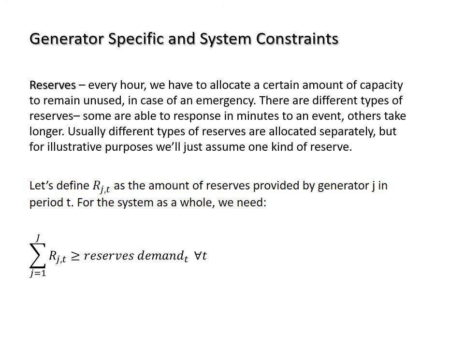So we're saying that the amount of reserves provided, from little j equals 1 all the way up to capital J, in time period T has to be greater than or equal to the amount of reserves demanded, which we could say is an N-1 criteria or something else, for every single hour that we're going to model.